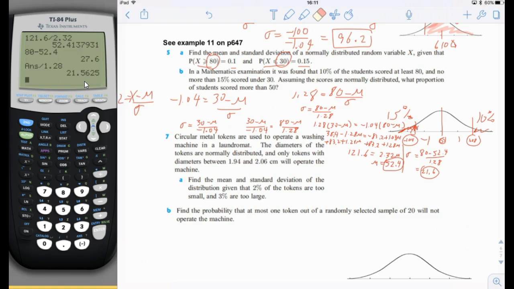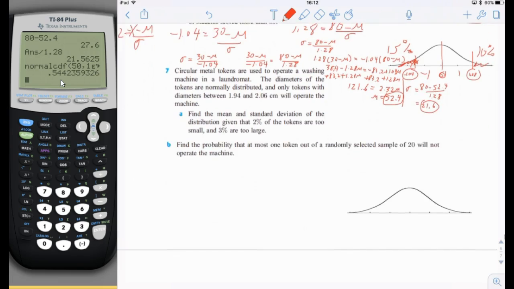Okay, so we're going to use distribution, normal CDF, and we're talking about what proportion of students scored more than 50. So we're going to put lower limit 50, upper limit infinity, and the mu is going to be 52.4, and the sigma is going to be 21.6. And the answer is 0.544. Okay? The proportion of students that scored more than 50 with this mu and sigma is going to be 0.544.